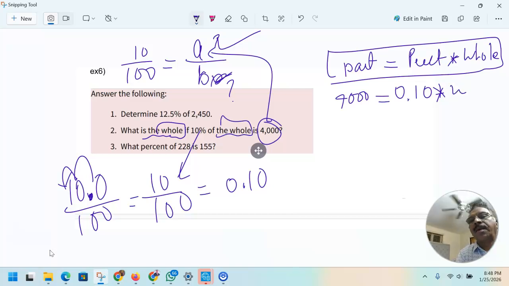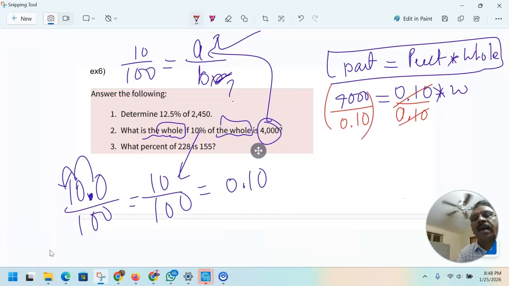So that's the whole. I'll put W, and then you do the same math. To solve for W, you divide both sides like this. So this and this is 1, and you put this in the calculator, and you end up getting W equals 40,000. Not 4,000. So you get 40,000, you are done.